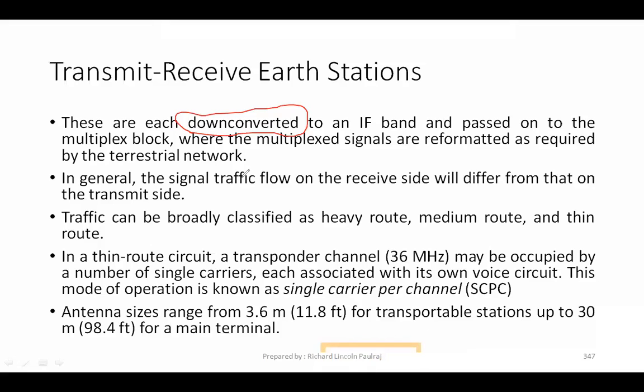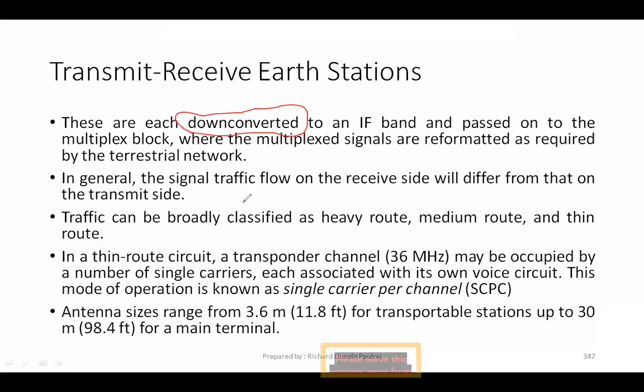In general, the signal traffic flow on the receive side will differ from that on the transmit side. Okay, so the signal traffic flow, we cannot say that the transmitter and receiver side will both have the same kind of traffic. Okay, so there can be chances that both can differ.